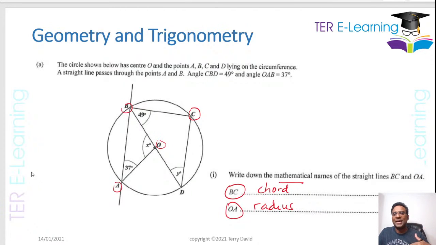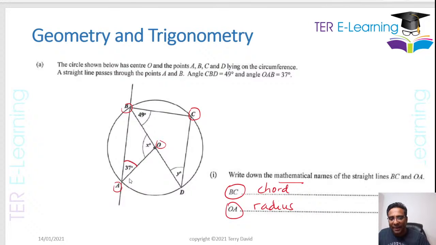So guys, please, I want you all to remember that when you are working out these questions, they typically ask you for a reason. So you need to know your circle geometry theorems, and you need to state it at some point. So the first thing, we want to get the angle X. Now, here's what's happening here. This angle here is 37 degrees.